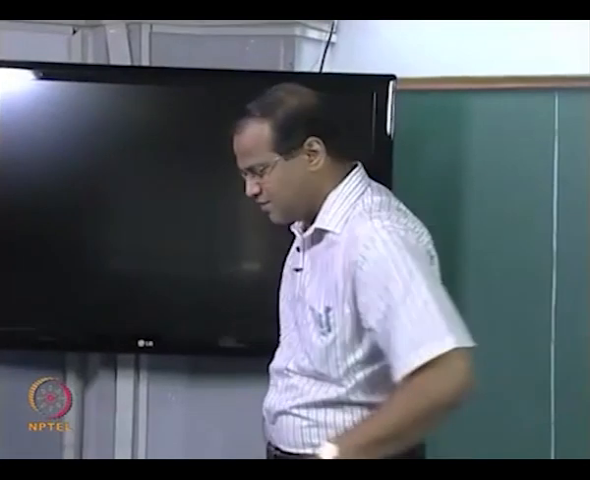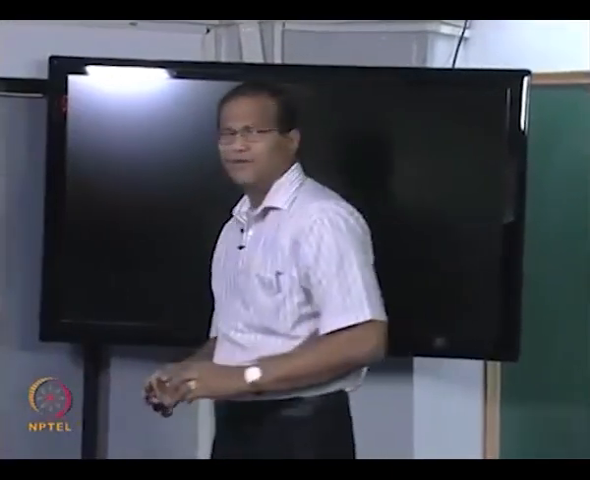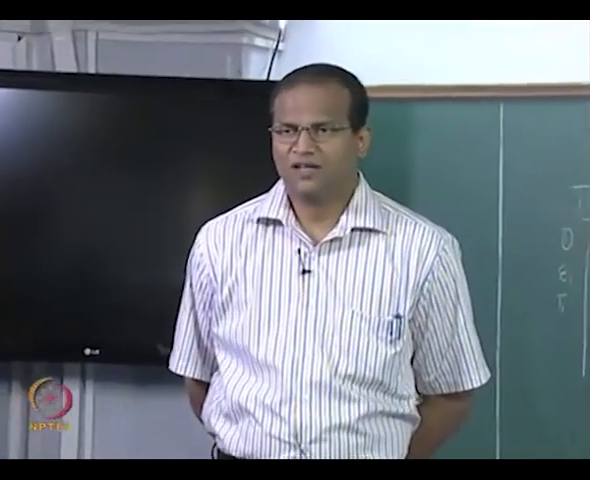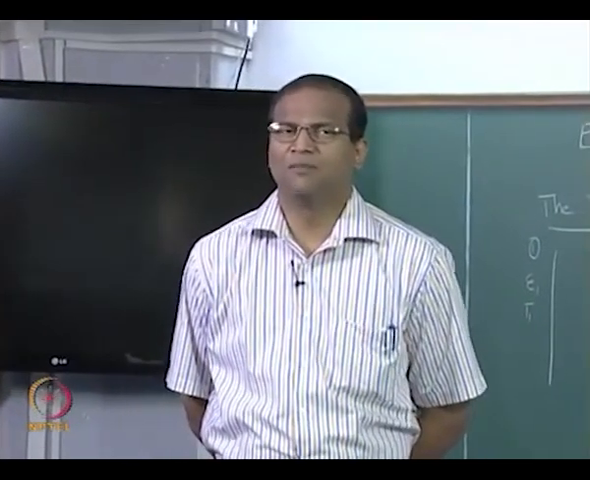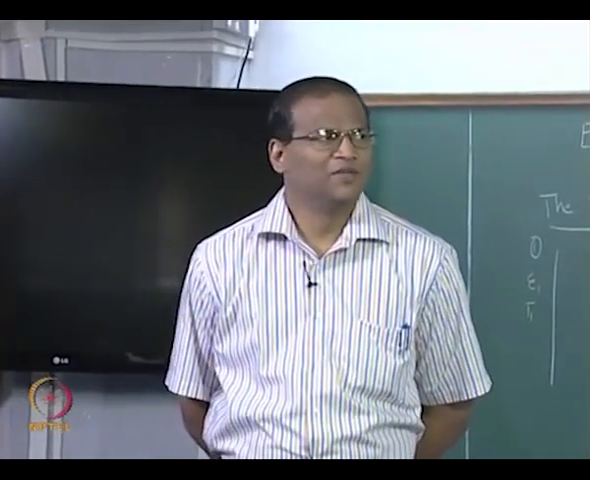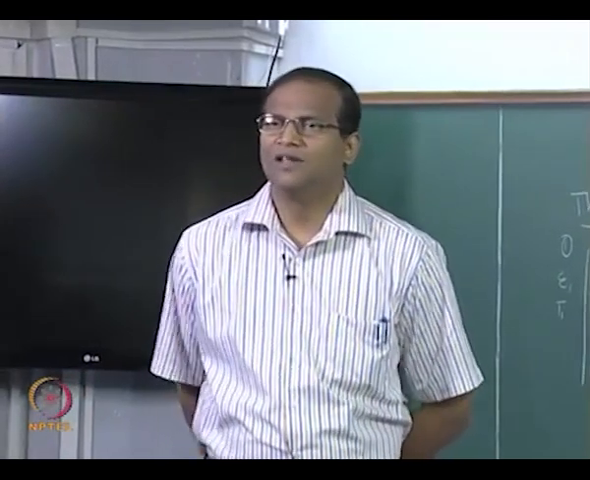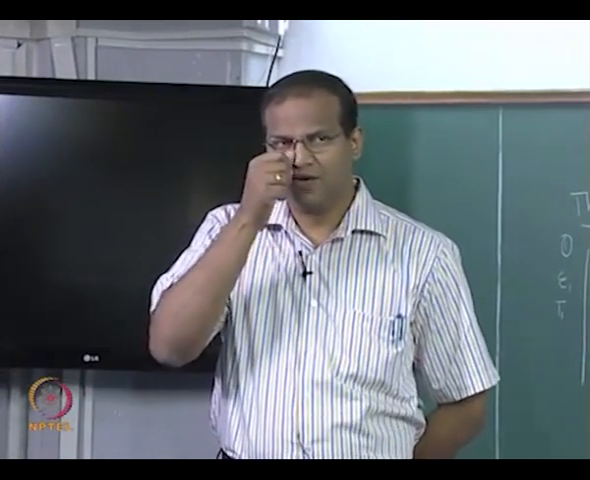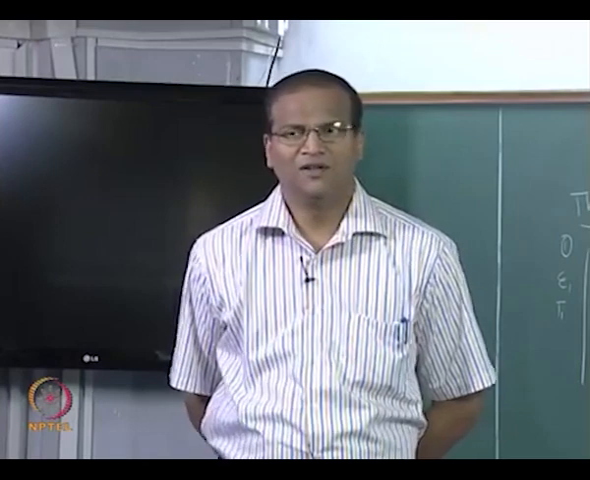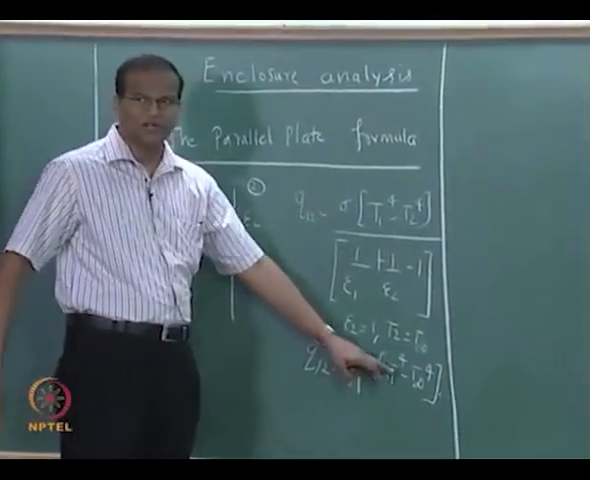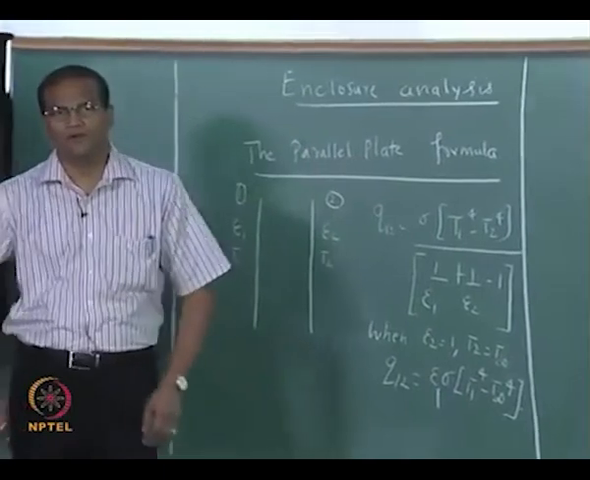Okay, in yesterday's class we solved a few problems in enclosure analysis. We started off with a one surface enclosure, namely we just took a plate which was having an emissivity of epsilon 1, temperature was T1 and the outside was T infinity. We can consider it to be a black body at T infinity. We got the very familiar result, Q equal to epsilon sigma (T to the power of 4 minus T infinity to the power of 4).